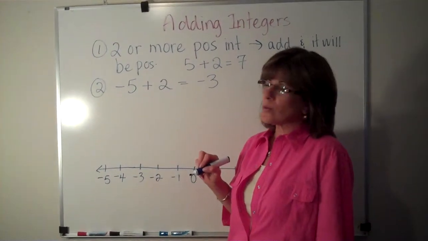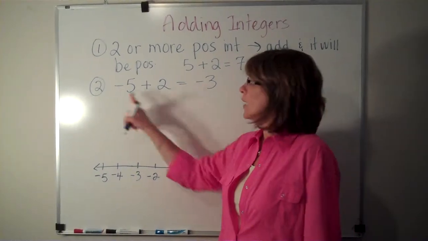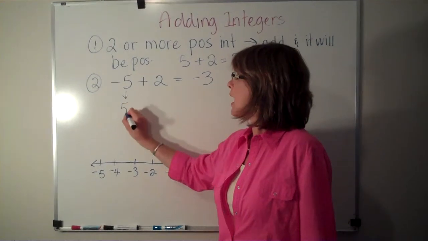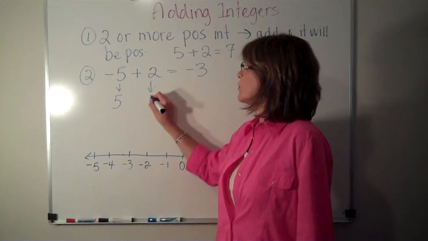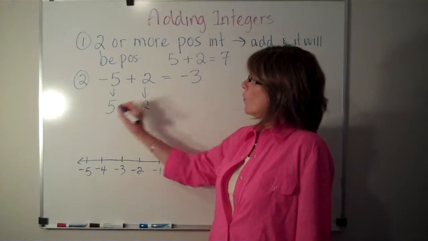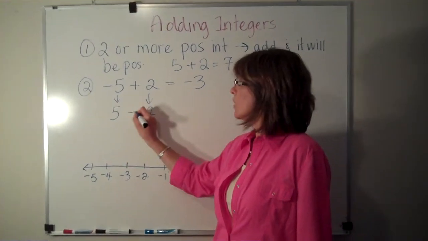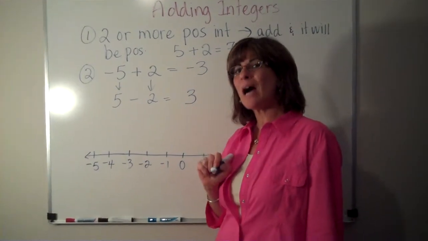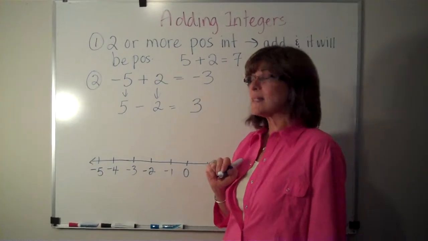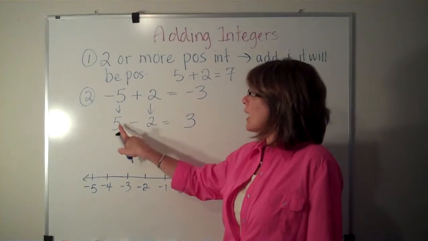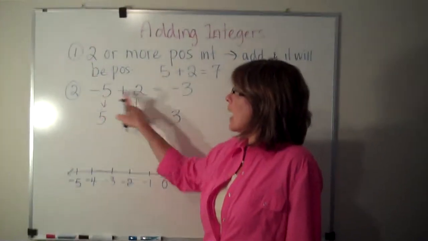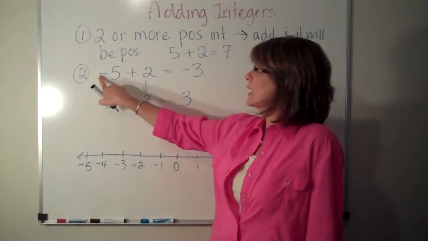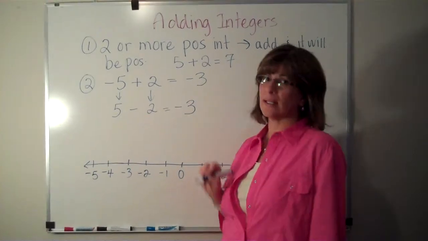The plan that we're going to use is to take the absolute value of each of the numbers. So the absolute value of negative 5 is 5, and the absolute value of 2 is 2. Then we just subtract the two numbers, and we get 3. And we have to decide, is 3 going to be positive or negative? We decide it's going to be negative by looking at which of these absolute values is bigger, 5 or 2. 5 is bigger, it's negative, so my answer is negative.